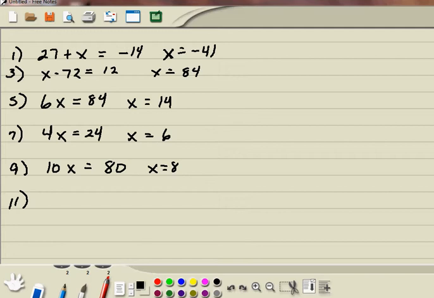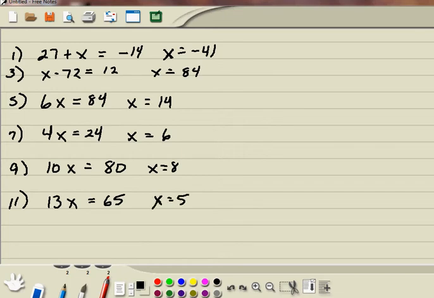Number 11, I can buy a candy bar for 65 cents, which is 13 times the amount I pay for a piece of hard candy. What is the price of the piece of candy? Well, x is the cost of one piece of hard candy. If the candy bar is 13 times a piece and a total of 65, then I can pay as much as 5 cents a piece for those.